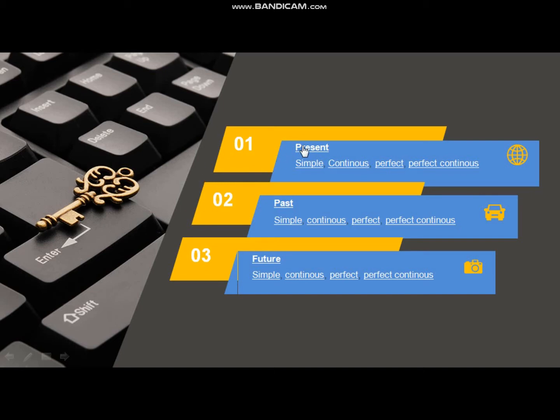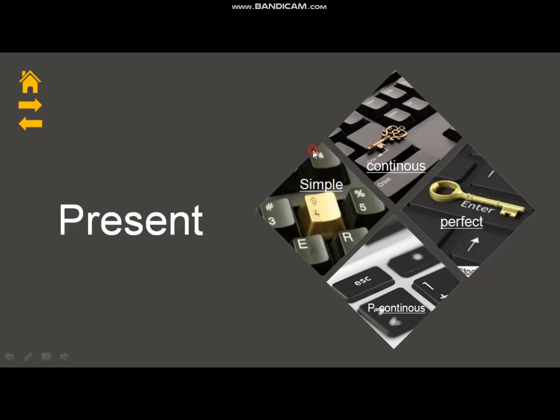When we want to go to present, in this slide or page, we can choose one of the kinds of present, like simple present, present continuous, present perfect, or present perfect continuous. So let's start from the first, simple present.